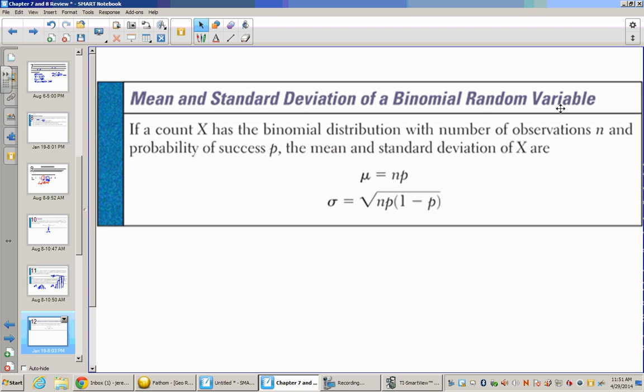Now, in a binomial situation, we can always find the mean by multiplying n times p, and the formula for the standard deviation is the square root of n times p times 1 minus p. And both of these are given on the AP test and on all my tests.